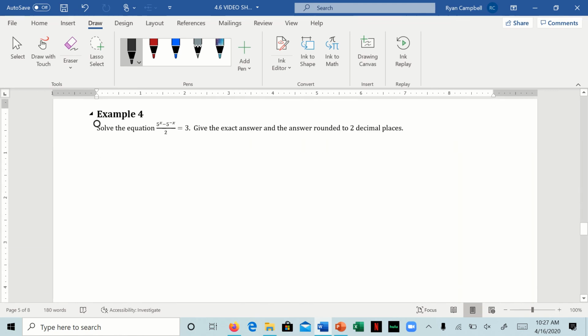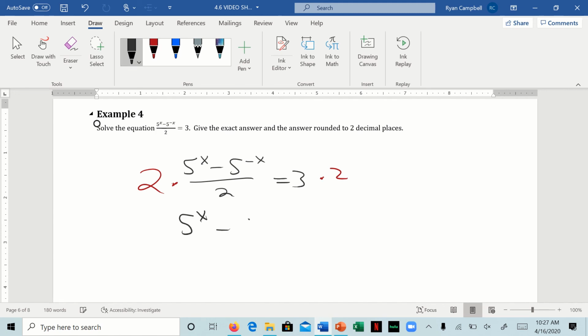All right, let's do another one. So example number 4. We have 5 to the x minus 5 to the negative x, over 2, equals 3. Well, remember, rule number 1, fractions suck. Get rid of them. We can do that by just multiplying everything by 2. So we get 5 to the x minus 5 to the negative x equals 6.